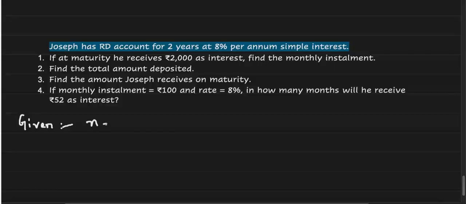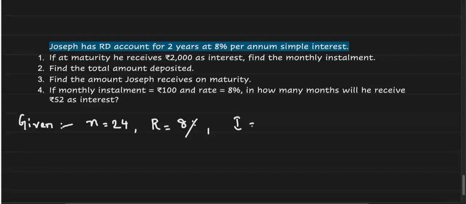Number of months equal to 24. Rate of interest is 8% per annum. At maturity he receives the interest. Total interest he received is 2,000.